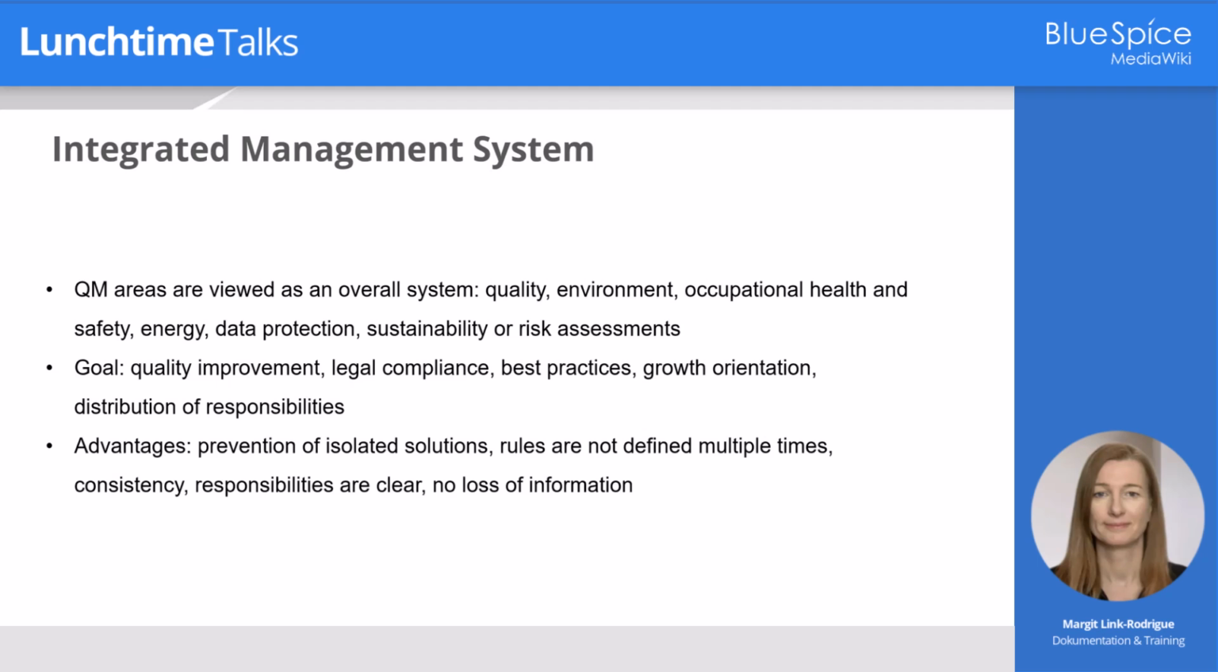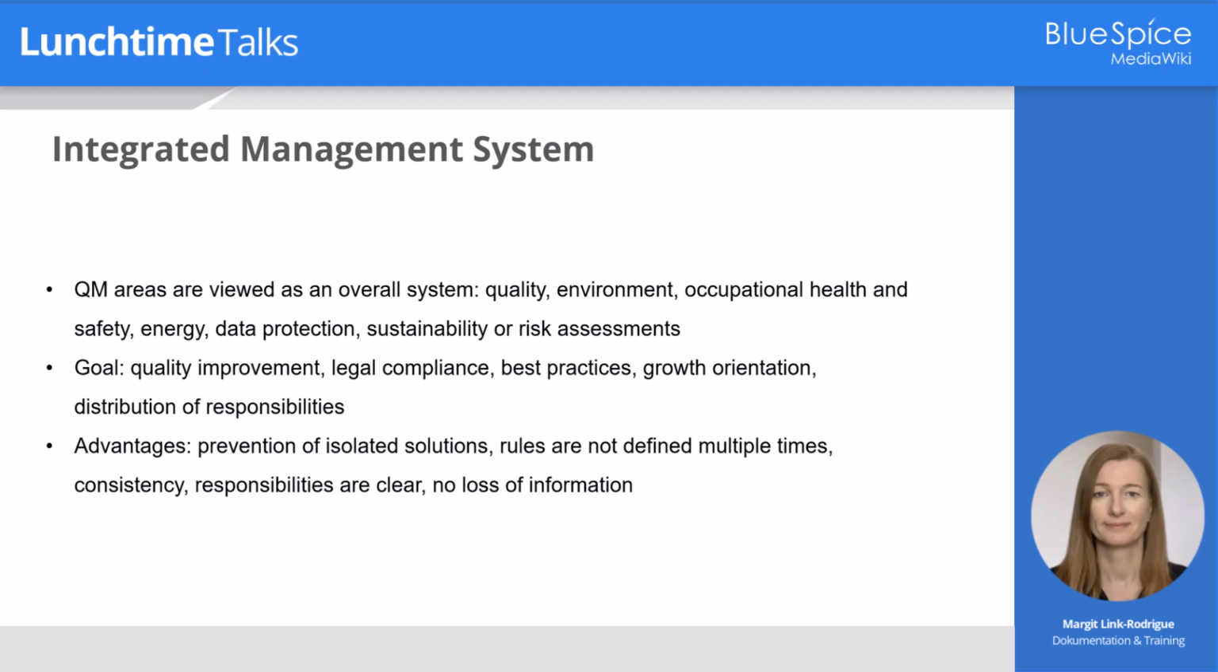You make sure that rules are not defined in multiple places or multiple times, and then they contradict each other. And when you audit these things, you're not sure which one is the valid rule to apply. So simply putting it all in one system provides you with greater consistency. Also, the responsibilities are clear because they are shown in context. And in general, you avoid loss of information because maybe there's information in one system that a person working in another system is not aware of and will never see. So it is either lost or might be unnecessarily duplicated.